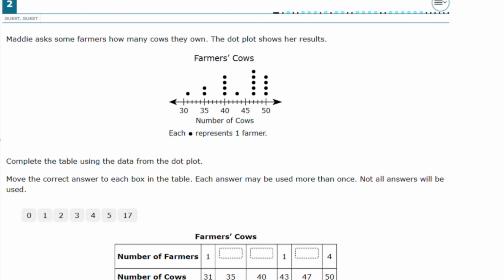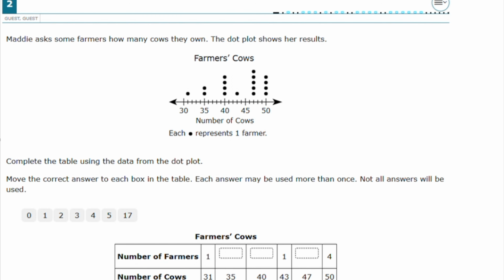Question number 2 says, Maddie asked some farmers how many cows they own. The dot plot shows her results. So we have a dot plot showing how many cows each farmer owns, okay? Each dot represents one farmer. Complete the table using the data from the dot plot. Move the correct answer to each box in the table. Each answer may be used more than once. Not all answers will be used, okay?